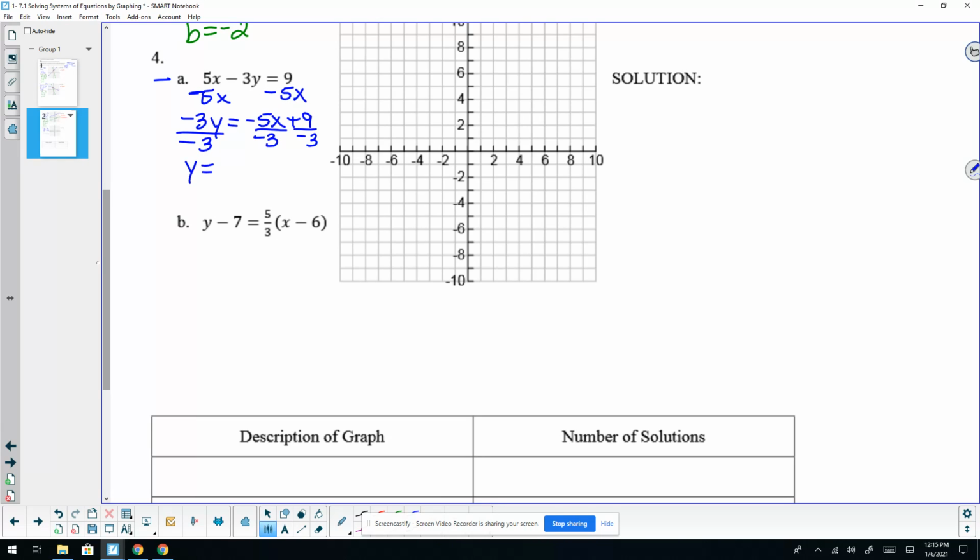So y equals -5x over -3. Again, that's going to be my slope, so I want to keep it as a fraction. 5/3 cannot be simplified. Since there's a negative in the numerator and the denominator, it's going to turn into a positive. With positive 5/3x, 9/-3 turns into -3. Slope is 5/3. Y-intercept is -3. So I go up 5 and right 3. Meaning I should go down 5 and left 3.